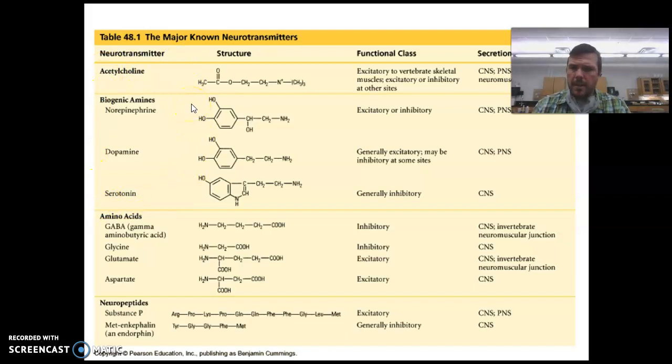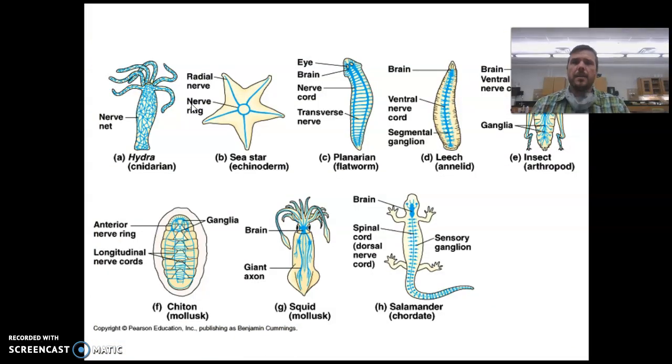Let's see. These are just some nerve layouts for different organisms. And you can see not everything has a brain. I think that's really the most important part of this slide. So we've got Hydra, which are these little tiny cnidarians. The C is silent, that's fun. That have a nerve net. They don't have a brain. Neither do sea stars. They have a nerve ring.